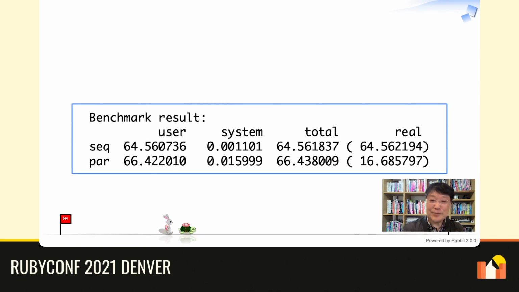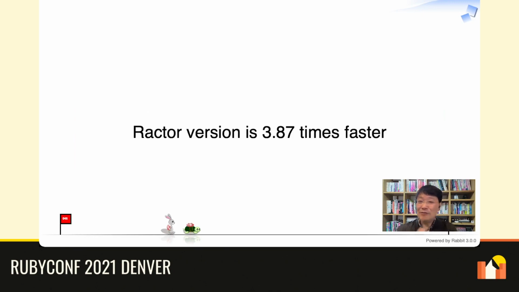The result is pretty interesting. In real-world execution, the sequential version takes 64.56 seconds, and the parallel version only takes 16.68 seconds. That means the Ractor version, the 4 parallel version, is 3.87 times faster. That is not bad.